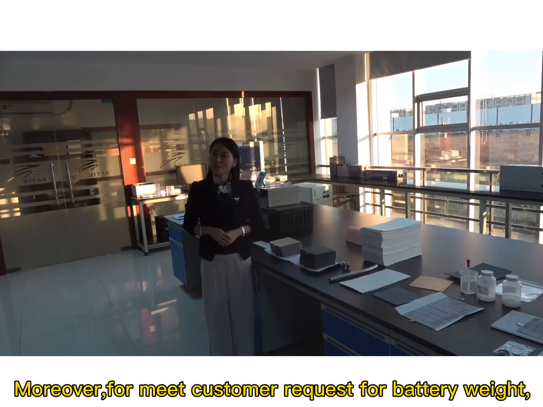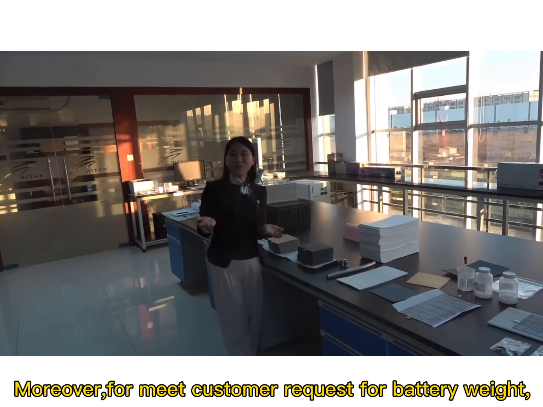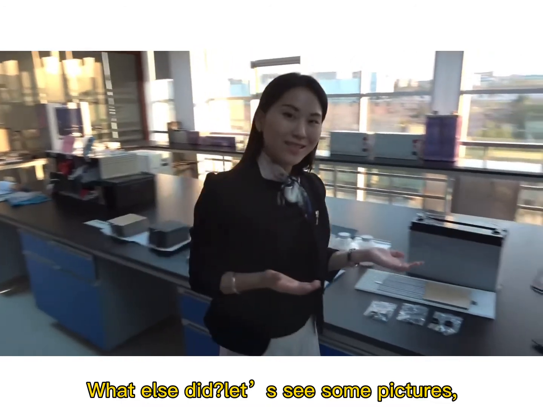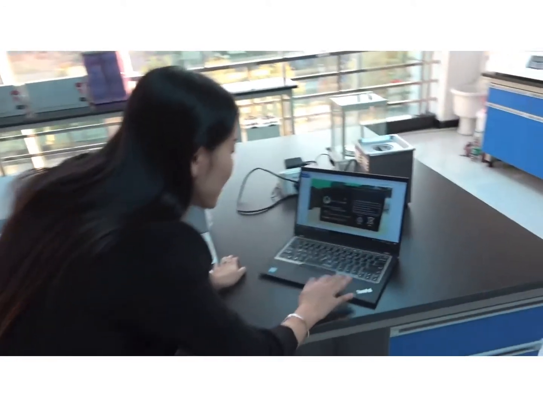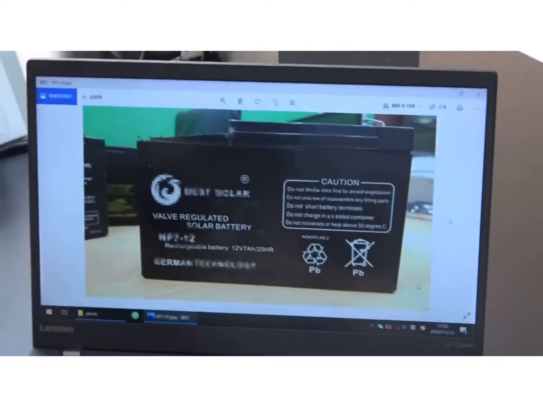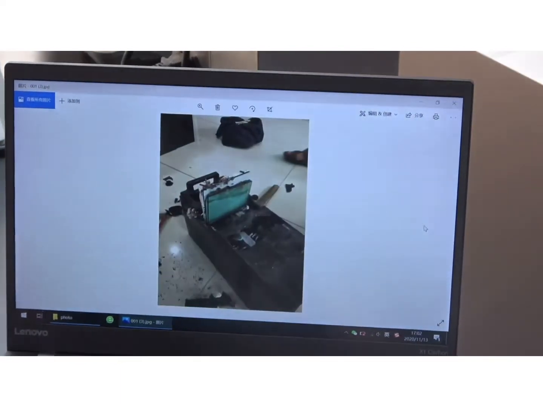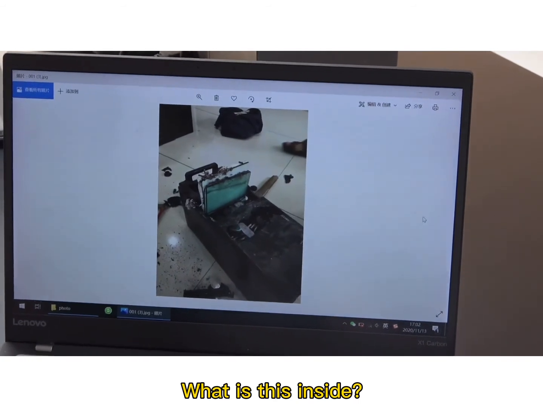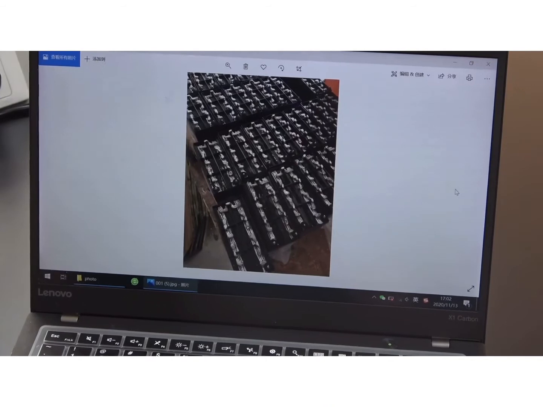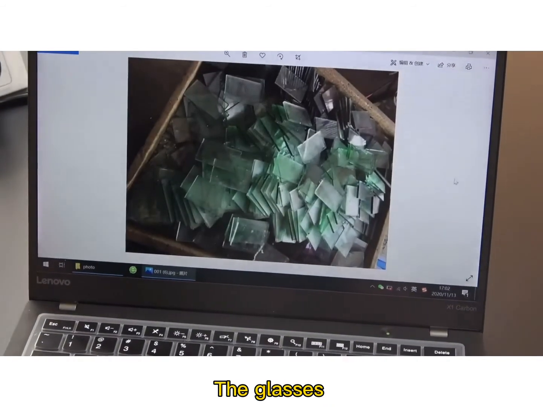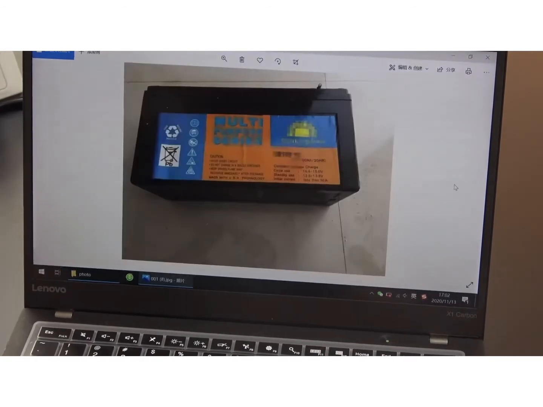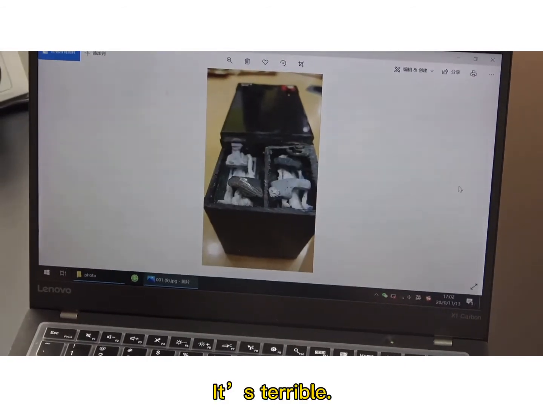Moreover, to meet customer requests for the battery weight, what else did they do? Let's see some pictures. Oh, what's this inside? It's salmon and glasses. It's terrible.